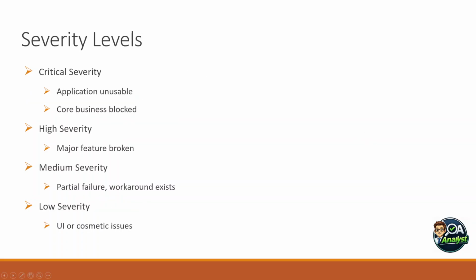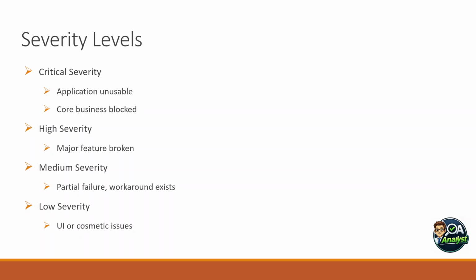Now let's understand the severity levels one by one. First is critical severity. This is the highest severity. Critical severity means the application is completely unusable. The core business functionality is broken. For example, the application crashes immediately after launch, payment is deducted but the order is not created, or the user cannot log in at all. In simple words, the business cannot operate. So that comes under critical severity.